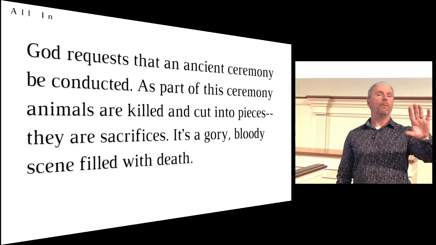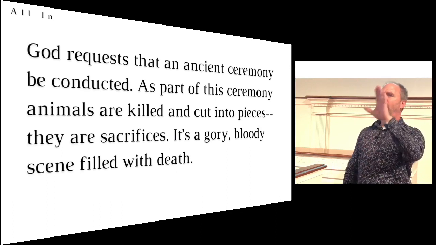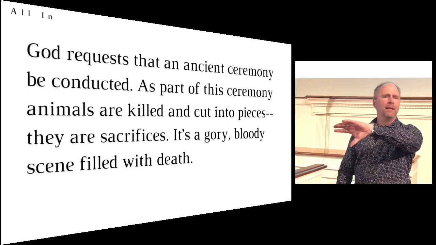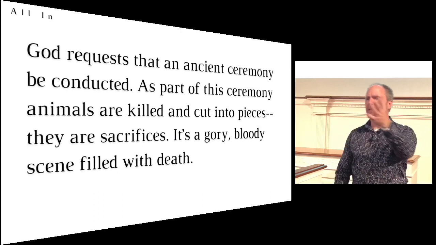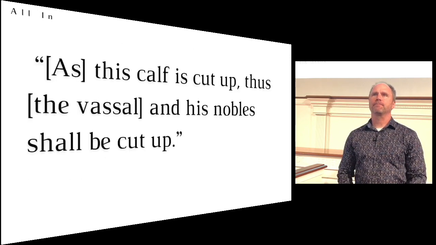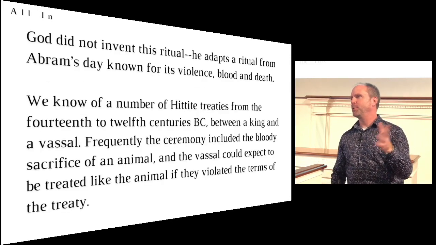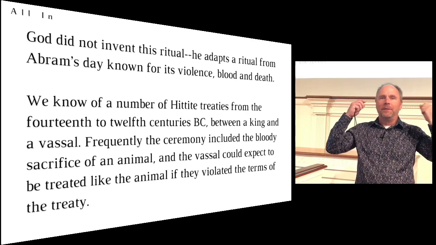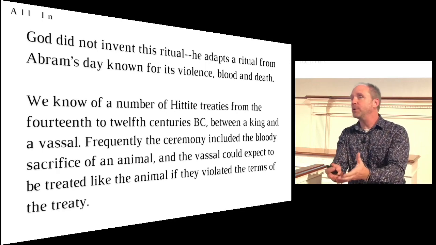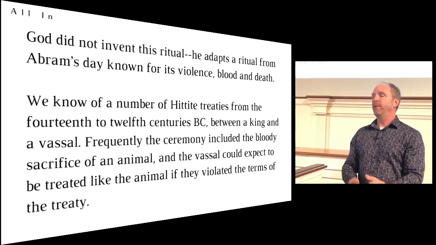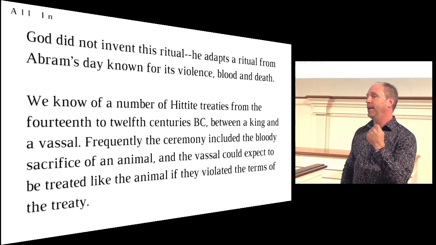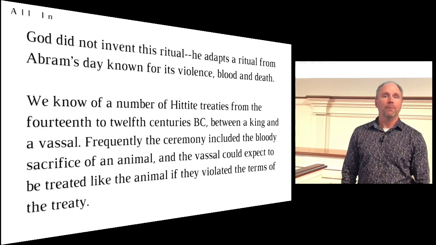And then in the form of a fire pot, in the form of a flaming torch, God moves through this bloody path between the parts of the animals that had been slaughtered and sacrificed. Now, God didn't invent this ritual. This ritual didn't come from the dark recesses of God's mind. God's using something that was common in that day. If Abram and God were having this conversation today, God would have done something very different. But it was done then.